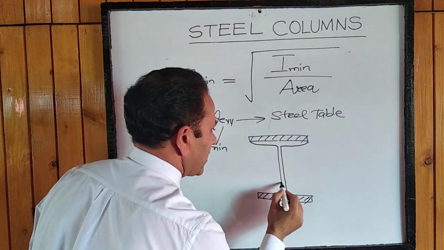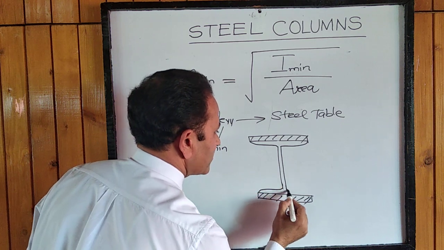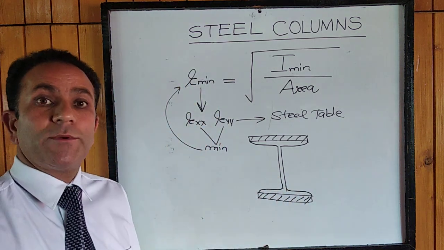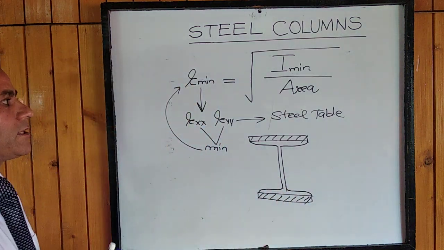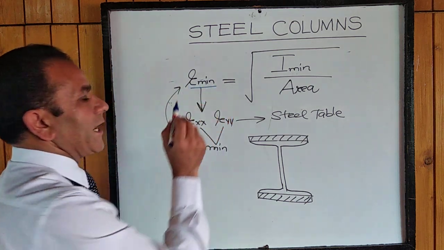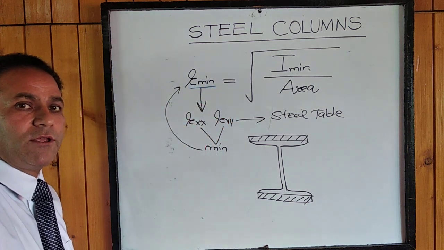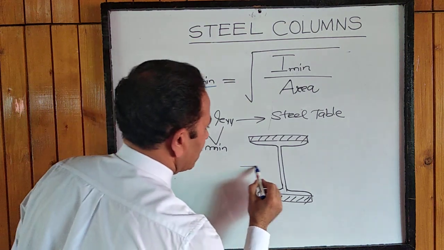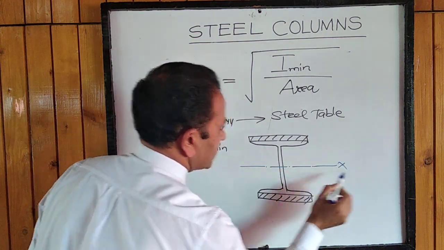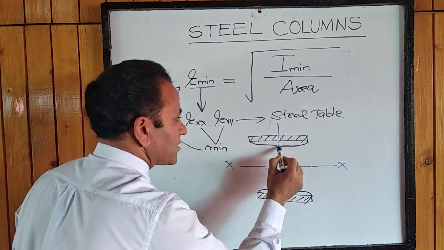This is the I section and it is provided with two flange plates, one on each flange. So it becomes a built-up member. Now, this R minimum you cannot take directly from the steel table because it is only available there for a single section. Now this is the XX axis of the member. This is the YY axis of the built-up member.